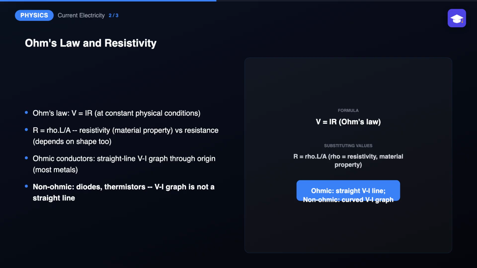Materials that obey Ohm's law, giving a straight line V versus I graph through the origin, are called ohmic conductors, like most metals at constant temperature, while materials that don't, like diodes and thermistors, are called non-ohmic.